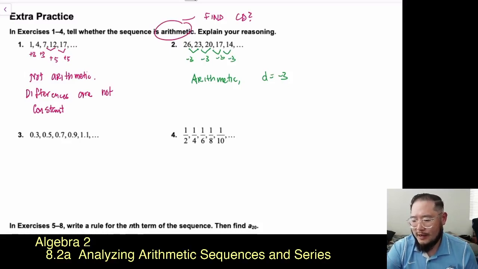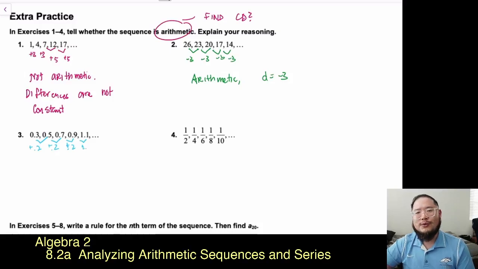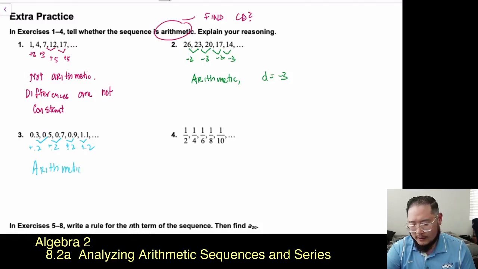On number 3, hopefully we could figure out, hey, we got plus 0.2. The second and third term is plus 0.2. And you want to make sure you check all of them, because you never know if they try to trick you, like they did on number 1. Well, not necessarily at the end, but they do try to fool you. And right here, I do see that there is a common difference. So we can go ahead and say that this is arithmetic. And then we have d, our common difference, is equal to 0.2.